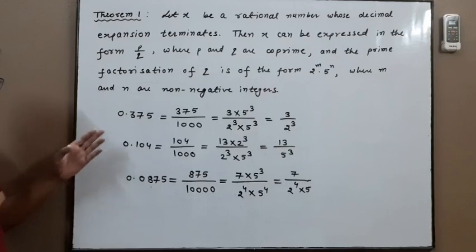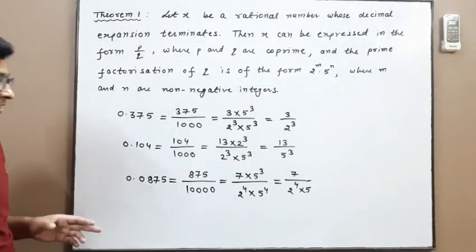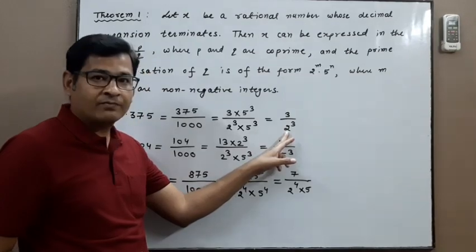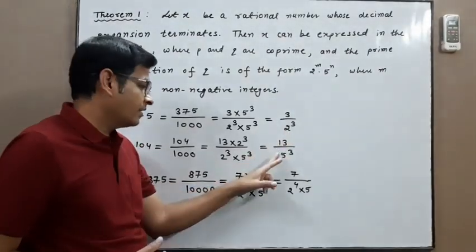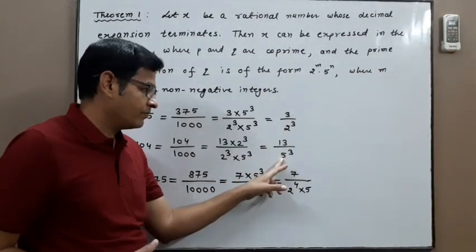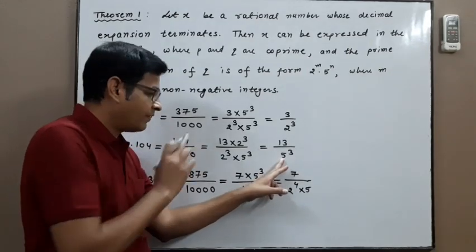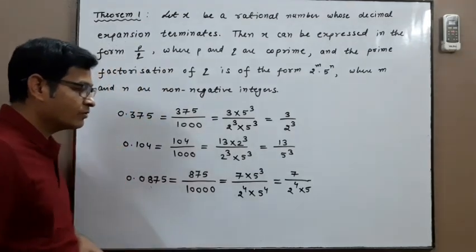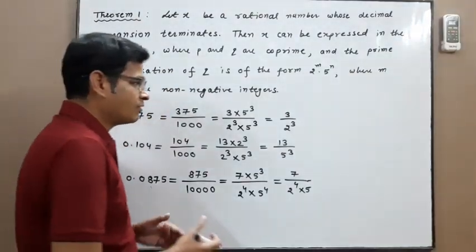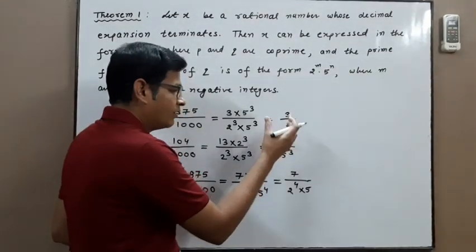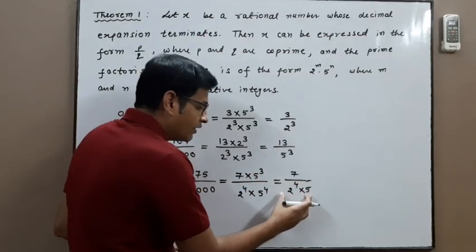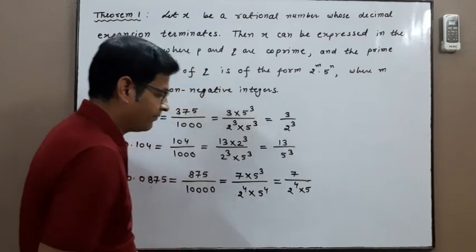These examples: the first example shows the denominator is a power of 2 only. The denominator of the second example is a power of 5 only, and in the third case the denominator has both 2 and 5. So the prime factorization of the denominator is only a power of 2, only a power of 5, or both 2 and 5.